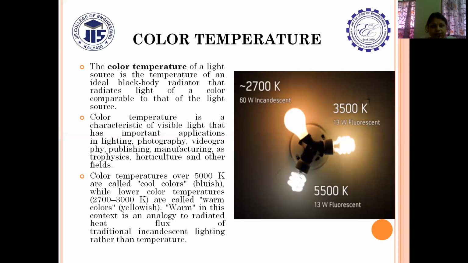So on the right side you can see a picture where different color temperatures are present for different types of lamps. On the left side, 2700 Kelvin, where a 60 watt incandescent lamp is present. Next, 3500 Kelvin for a 13 watt fluorescent lamp and another, 5500 Kelvin, for a 13 watt fluorescent lamp. So different types of lamps are present here.